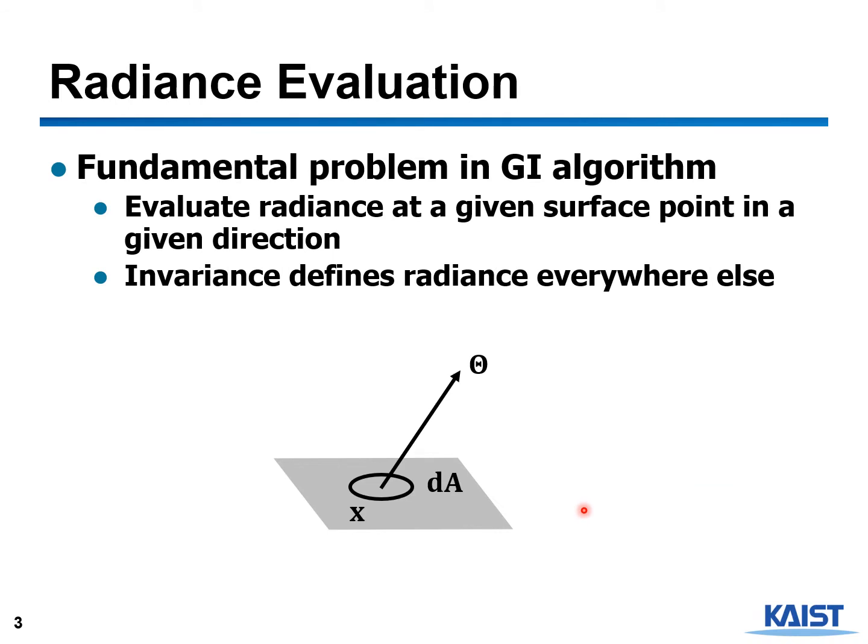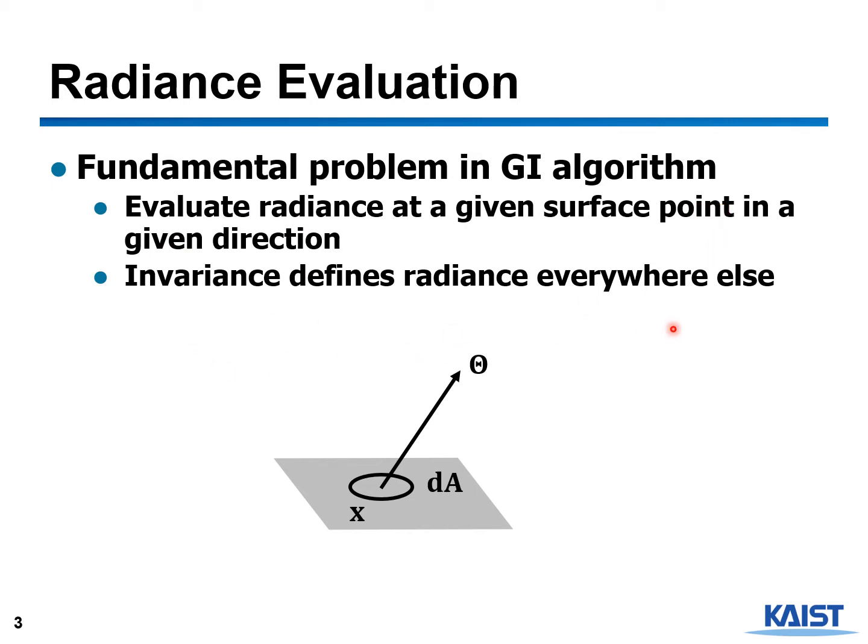As we mentioned before, radiance evaluation is the fundamental problem for evaluating global illumination techniques. At this point, suppose we have this ray from here in that direction, and we need to compute the radiance value that starts from x in that direction, in this case theta. So basically, this is nothing but evaluating radiance at a given surface point in a given direction.